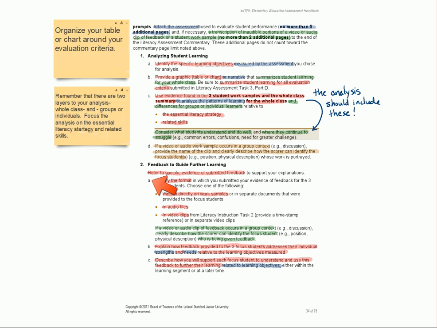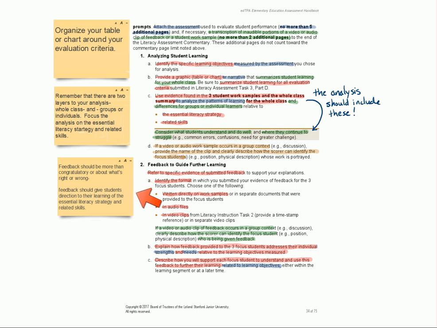Next, about feedback. Feedback should be more than congratulatory or what's right or wrong. Feedback should give students direction to the learning of the essential literacy strategy and related skills. Okay? And that will all set you up for B and C down here.